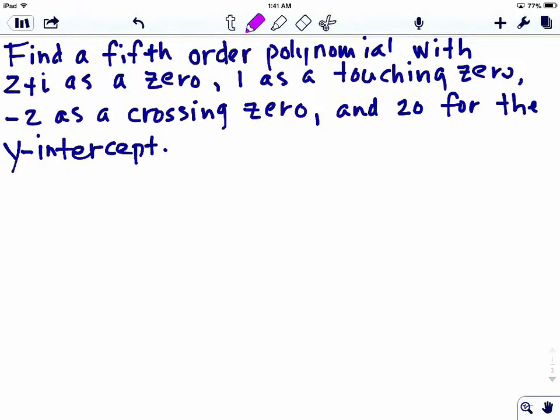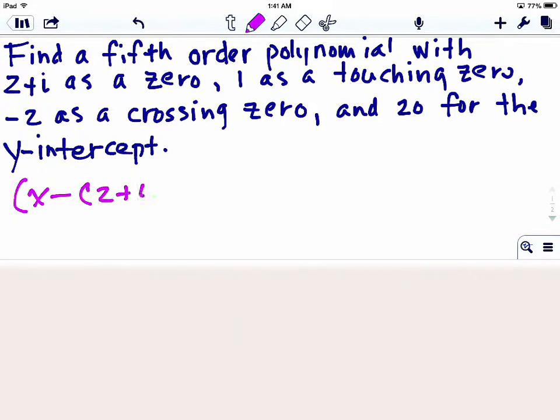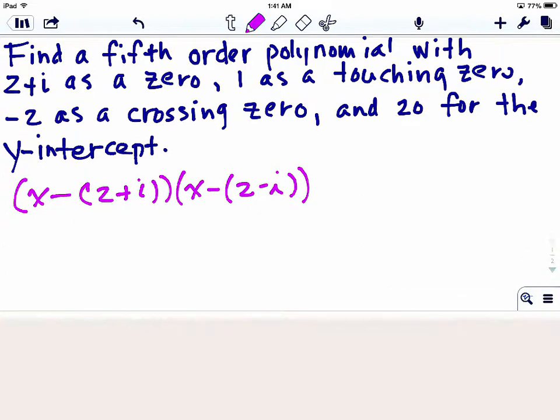Let's start there. If 2 plus i is an imaginary 0, then the corresponding factor is x minus 2 plus i. Now we know that imaginary zeros come in pairs, so we also have that 2 minus i is a 0. In order to start building our polynomial, we'll need to multiply these two factors together, getting a quadratic expression.